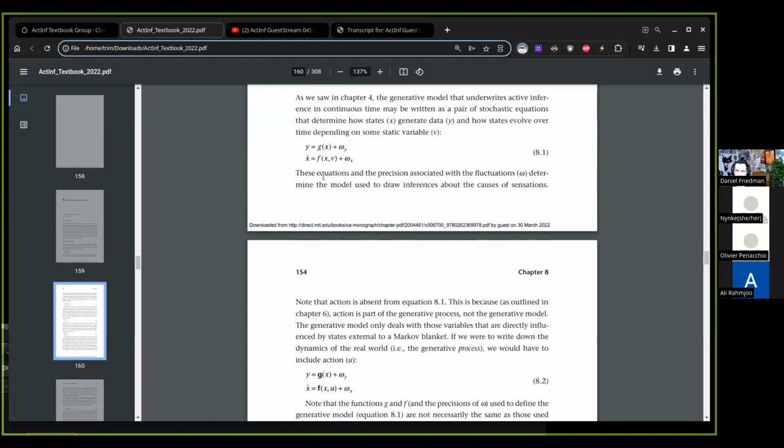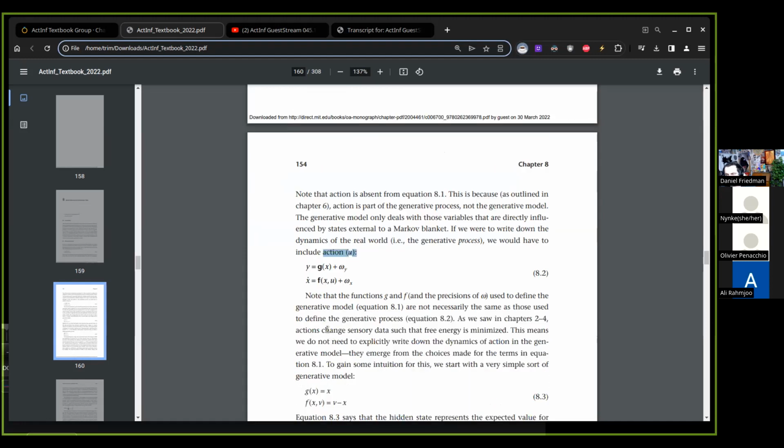Yeah, thank you. It looks like the difference here between 8.1 and 8.2, other than the bolding of the equations, is that V, a static variable, is replaced by a controllable action parameter.